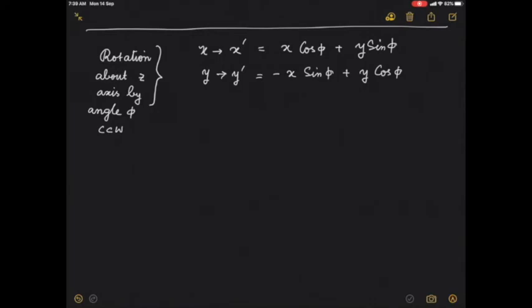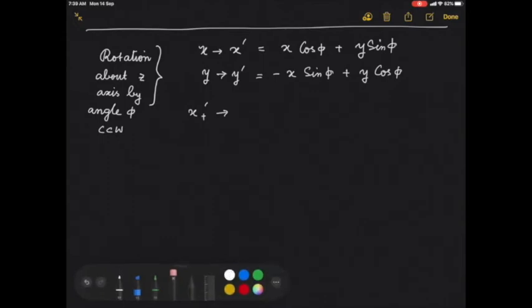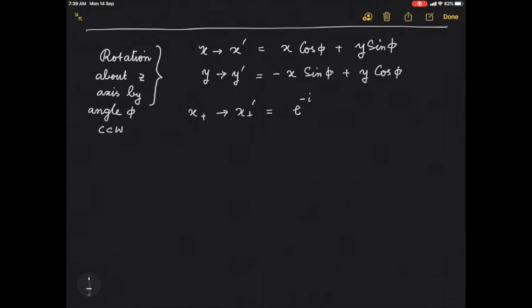So what we like to do is to write this down in terms of x plus and x minus. If you write x plus prime, now how does that transform? How does x plus go to x plus prime? So x plus goes to x plus prime. Now let me write this directly, as simple as that.